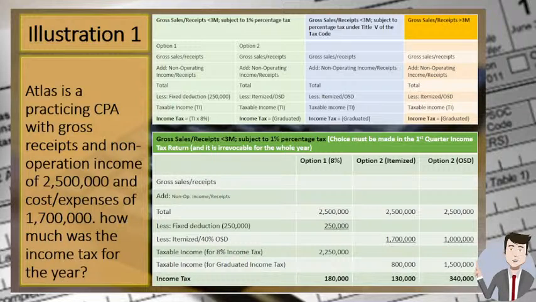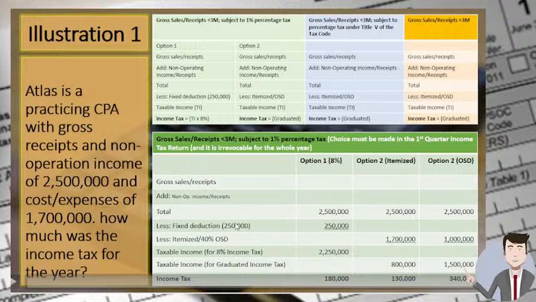Okay? So with OSD and the 8% income tax rate, if the taxpayer is qualified to select them, it is easier for filing, because there is no more burden of proof in terms of deduction. It is provided by law: the 250,000 is a fixed deduction, and the 40% OSD is also provided by law. So there is no burden of proof. All you have to do is verify your gross sales, make sure it is exact. It is just simple.